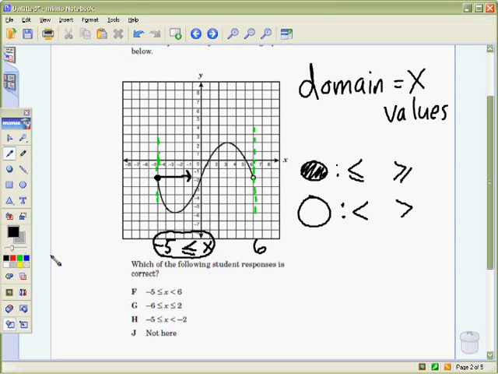And then we'll look at the other side of the inequality, this side, reading from the variable. From this open circle, I go left, which is less than, so x is less than 6. So my answer is going to be F, x is greater than or equal to negative 5, and less than 6.